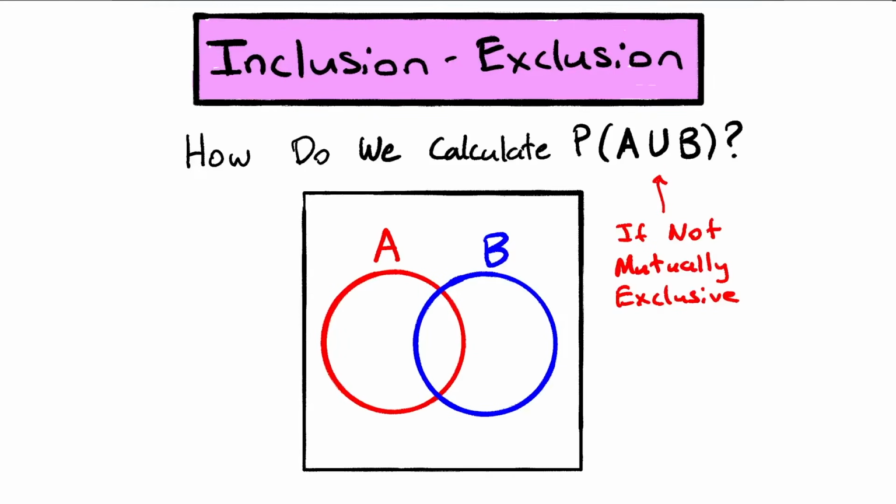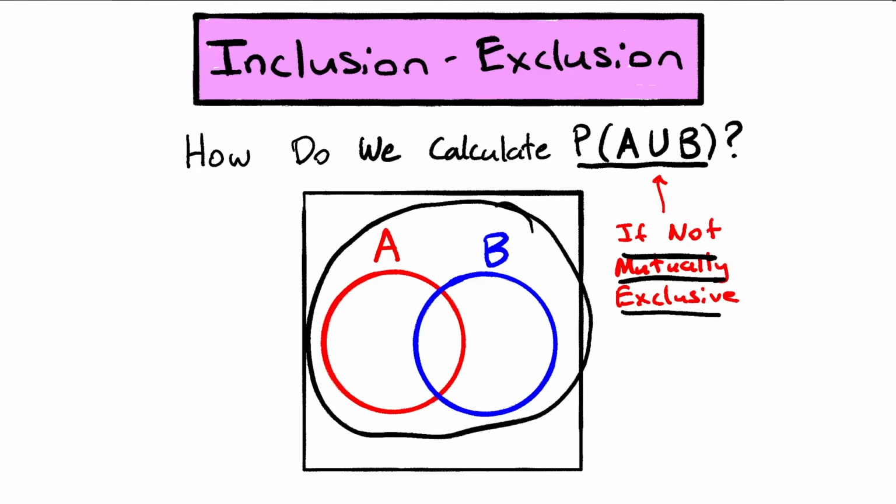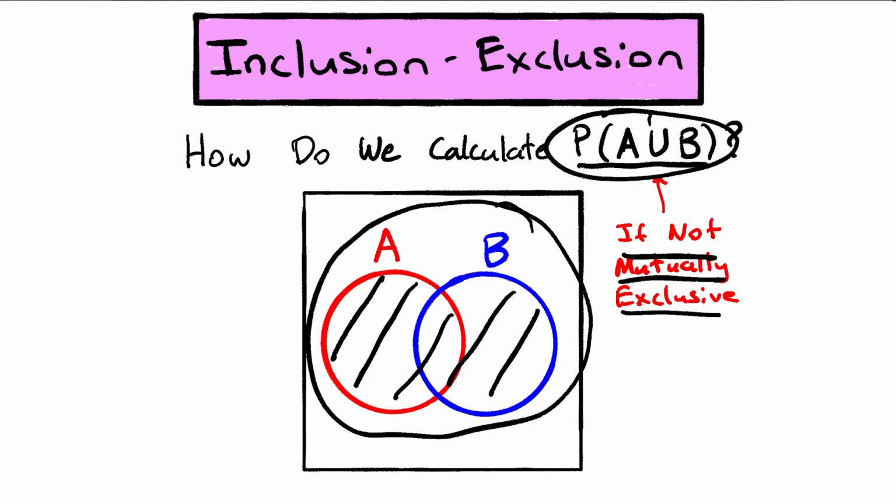So what is inclusion, exclusion? Inclusion, exclusion is the whole concept of trying to figure out what we do with unions if they are not mutually exclusive. So for example, if A and B are overlapping, how can we find the probability of A or B? So essentially our goal here is to figure out how much it takes to fill in all parts of this Venn diagram exactly once. So let's take a look at what that means.